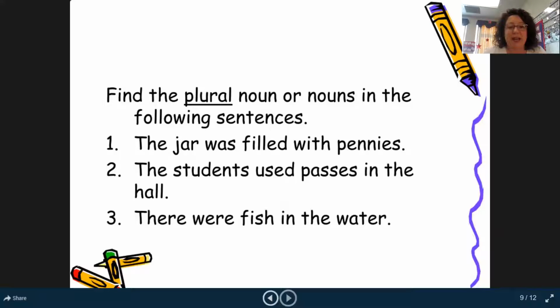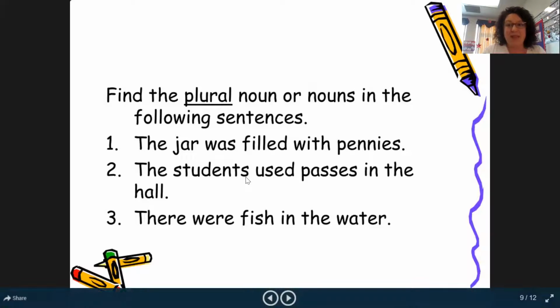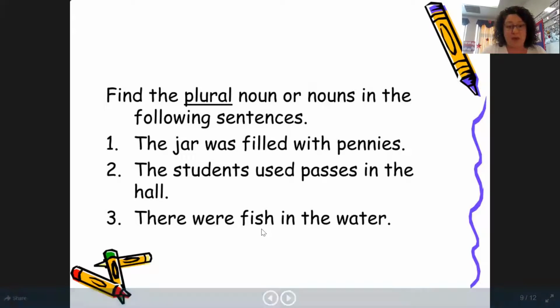Now let's find the plural nouns. So more than one. The jar was filled with pennies. Jar is a noun, that's singular. Pennies, because IES. The students used passes in the hall. Students, more than one with an S, and then passes. We add an ES because it ends in a double S. There were fish in the water. Fish is our plural noun, even though there's not an S on it, but we know that there's more than one. Okay?